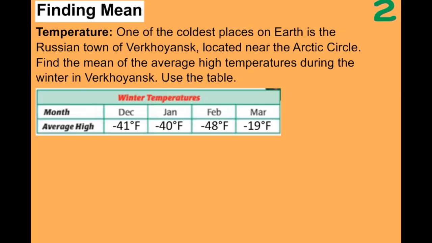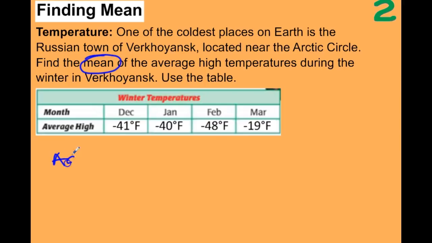So here's a real life example of finding the mean. One of the coldest places on Earth is the Russian town of Verkhoyansk. I don't know how to say that. Which is located near the Arctic Circle. Really the polar ice cap, the South Pole, basically. Could be the North Pole, sorry, Arctic Circle. Find the mean of the average high temperatures during the winter in that town. Use a table. So they're asking you to find the average of all of these temperatures.